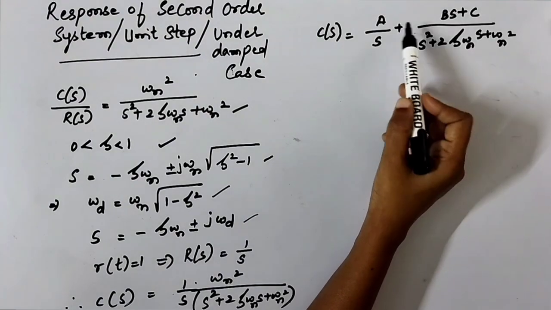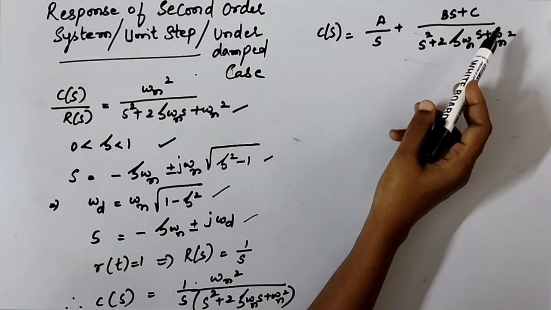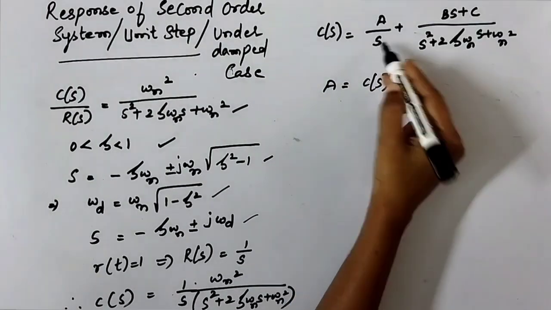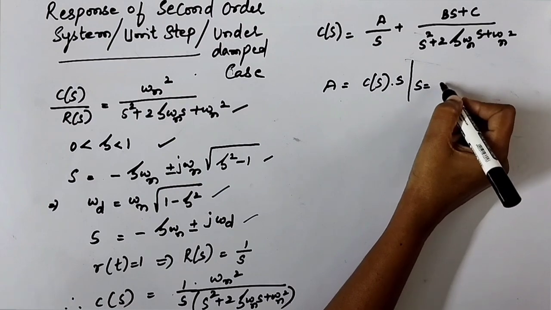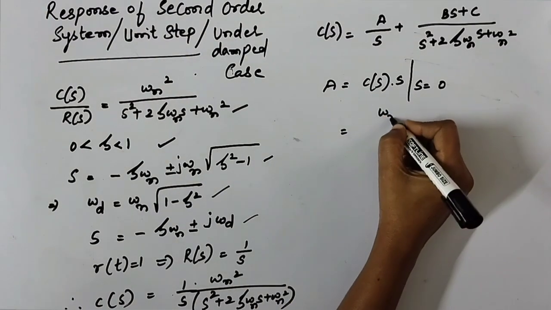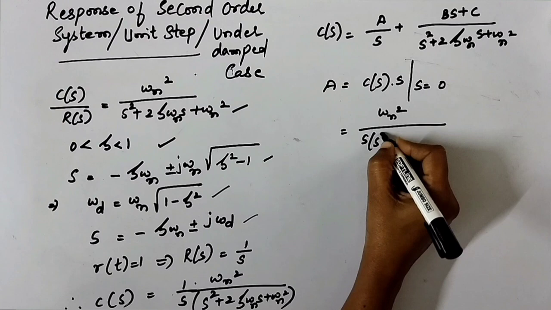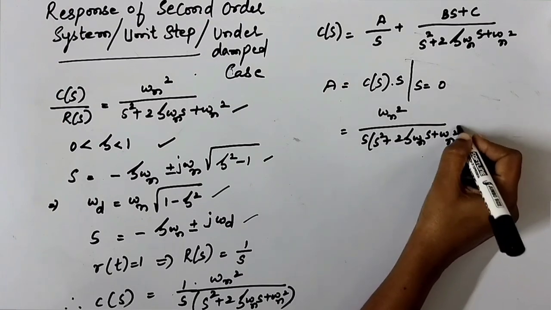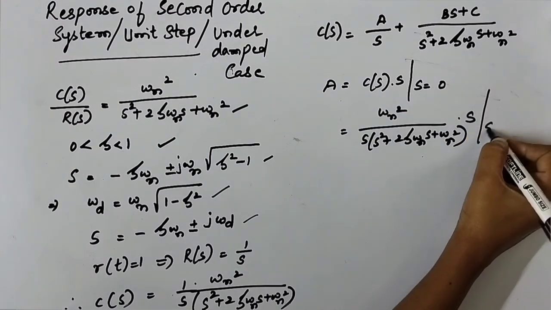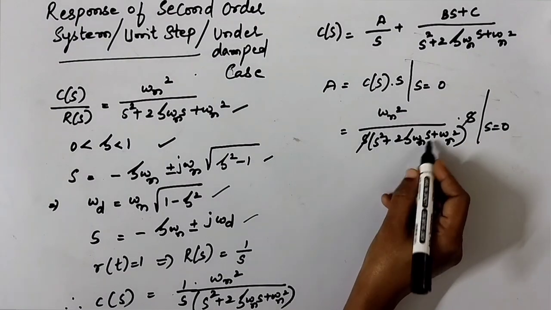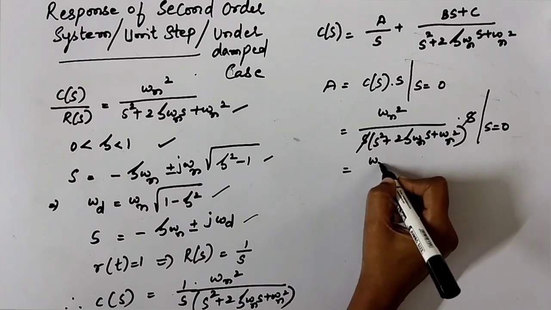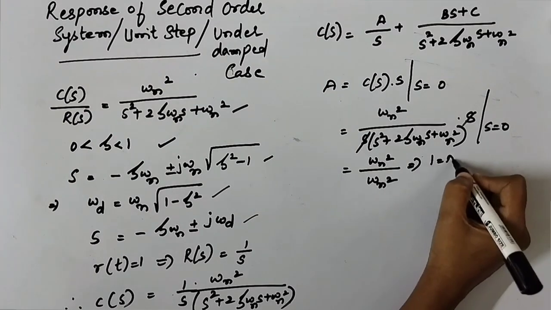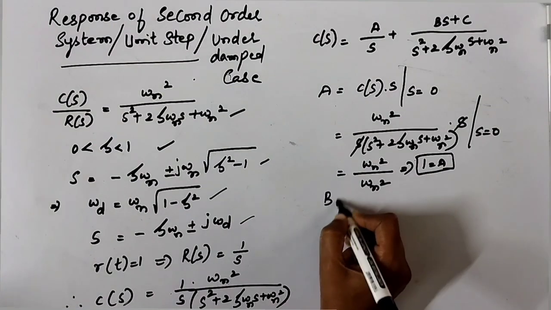Now, here we are supposed to get the coefficients A, B and C. A is nothing but C of s into s, for s equal to 0. C of s is omega n square by s into s square plus 2 zeta omega n s plus omega n square, into s, for s equal to 0. So s is 0 here, and we are left with omega n square by omega n square, which is nothing but 1. This is A.